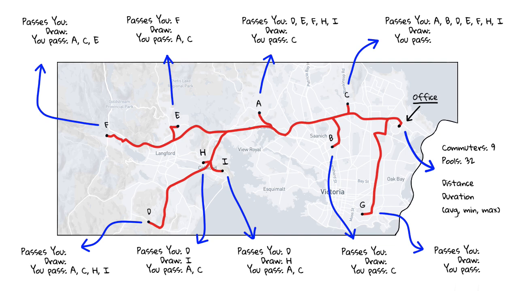Obviously, this diagram depicts a rather small dataset, but imagine this is an office where 650 people work. There could be many thousands of carpooling suggestions.